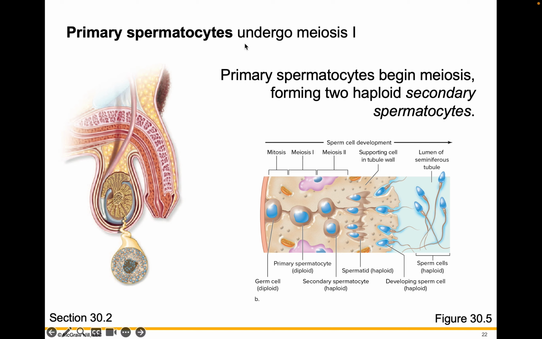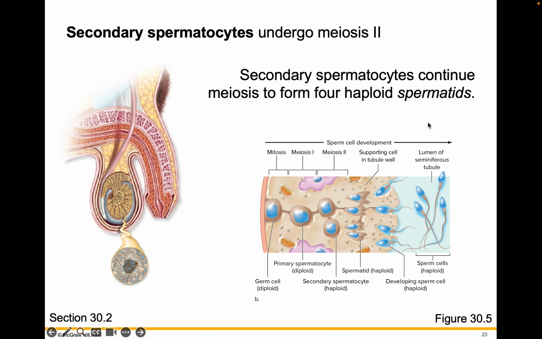Primary spermatocytes undergo meiosis 1. They begin meiosis, forming 2 haploid secondary spermatocytes. Secondary spermatocytes undergo meiosis 2. And they continue to form 4 haploid spermatids.